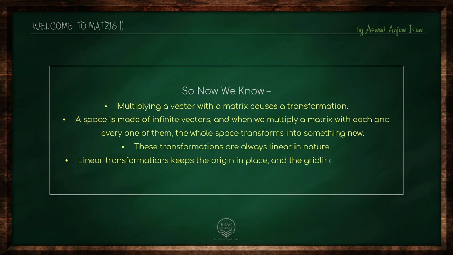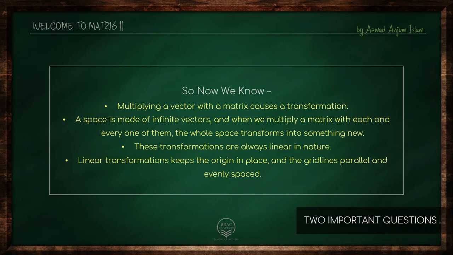And fourthly, linear transformations are going to keep the origin in place, and the grid lines are going to be parallel and evenly spaced. I hope all of these are clear, and looking at this, you can see what they mean. So we can move on. And we have to move on because we have two more important questions to answer.